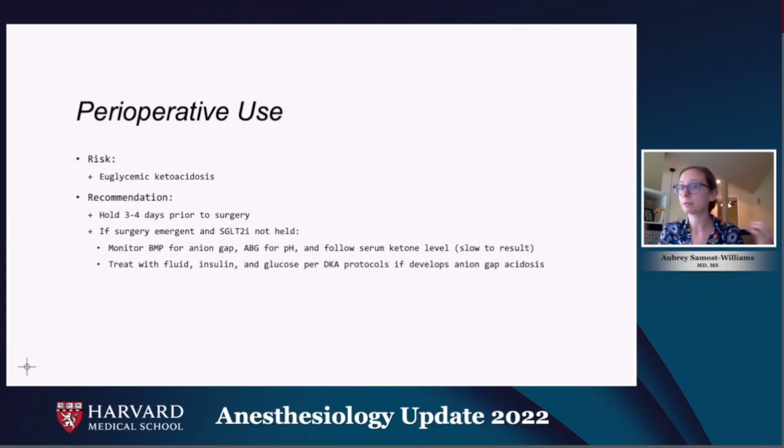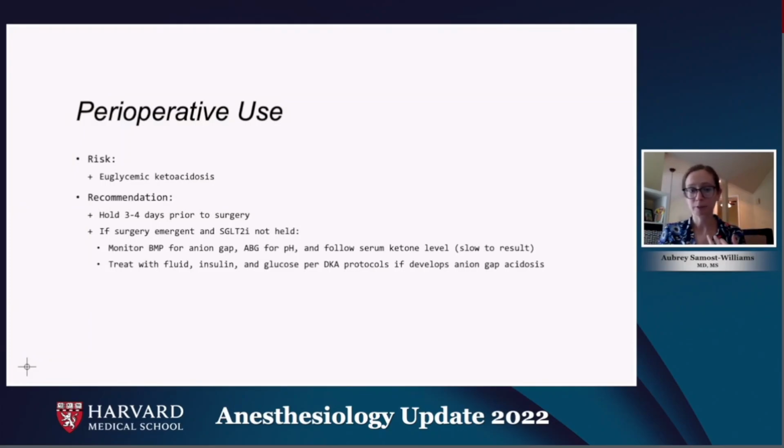If your surgery is emergent and your SGLT2 inhibitor therefore hasn't been held, right? Patient with HFpEF comes to the OR for an emergent XLAP. It happens all the time. You're going to want to keep a very close eye on them. Look for signs and symptoms of DKA. It's going to be things like tachycardia, hypotension, just general hemodynamic instability. It's going to be nonspecific.